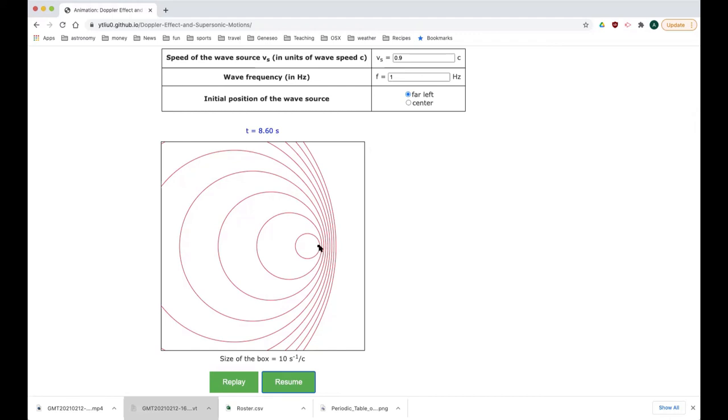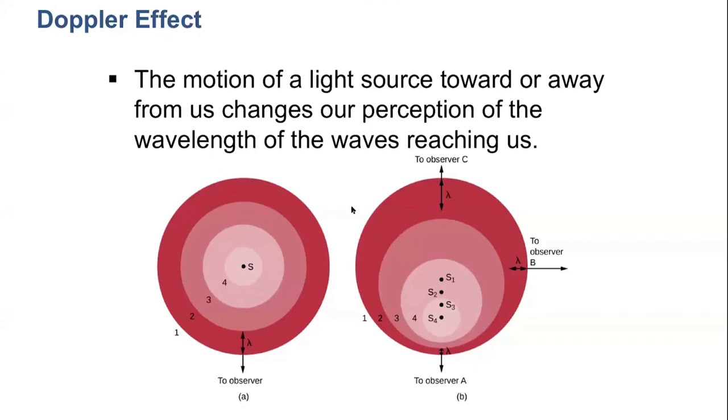You can tell whether an object is moving towards or away from you, and how fast it's moving towards or away from you, based solely on what the wavelength of that light is compared to what you expect it to be. Okay, you can play with that. Here is a diagram from your book showing exactly the same phenomenon, but I think it's easier to see it in the animation than it is in just a static picture.